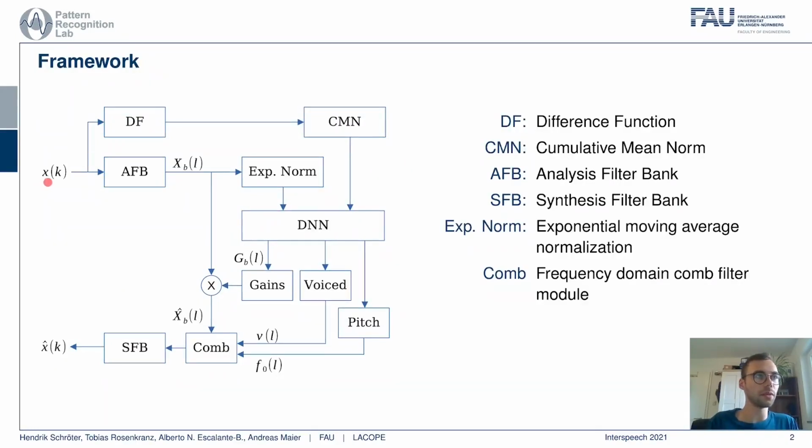Starting with a noisy audio signal X, we compute pitch features similar to what PYIN is doing, and this is done in a latency-constrained fashion. Furthermore, we compute a spectrogram, which then both feed into the neural network. The DNN estimates real-valued gains, a voice probability estimate, as well as a pitch estimate.